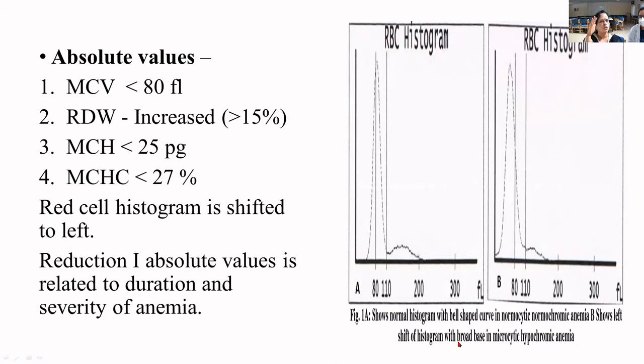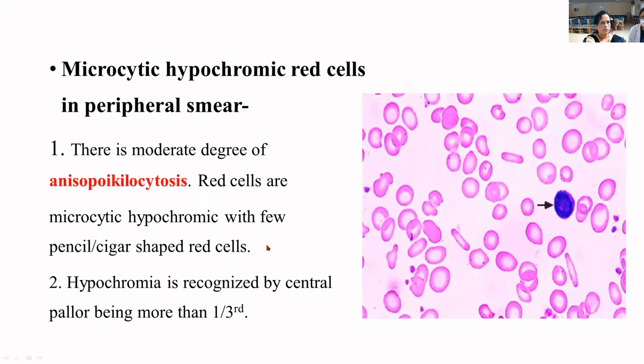So this is only to say that when you get the RBC histogram and the reports generated through the machine, please have a look at this also. This is for our students, because it is early clinical exposure and now they are already in second year and with the patients. So MCH is reduced, MCHC is reduced, and the red cell histogram is shifted to the left. The reduction in absolute values is related to the duration and severity of anemia.